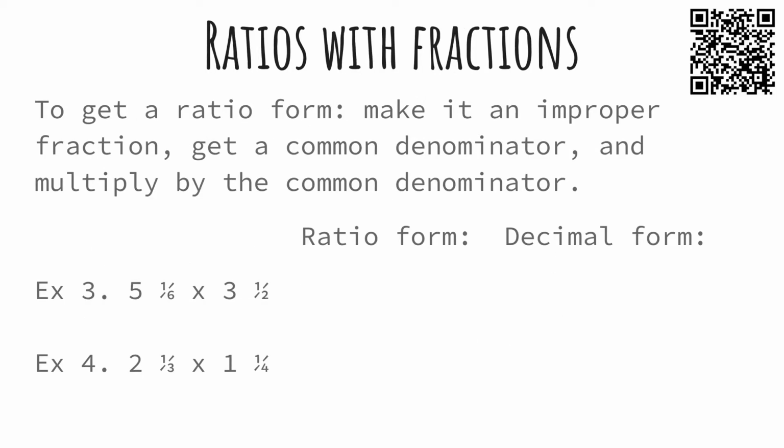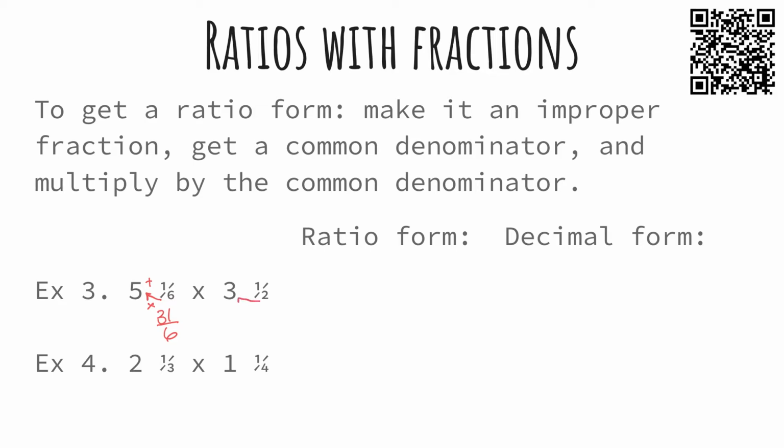Okay, if you have a ratio with fractions, to get the ratio into ratio form without fractions, the first thing you're going to do is make each of the dimensions an improper fraction, and then get a common denominator, and then multiply by the common denominator. So let's take this example. So we have 5 and 1/6. To convert it, we're going to do 6 times 5, and then plus 1. So that would be 31/6. That's how we convert it to an improper fraction.